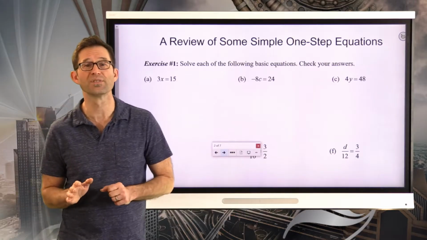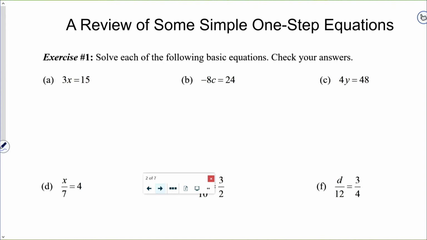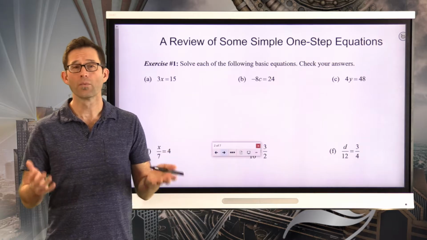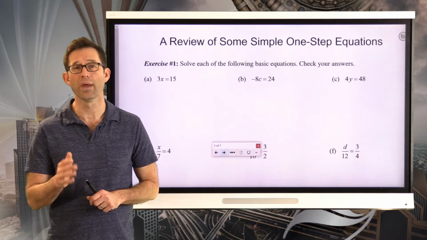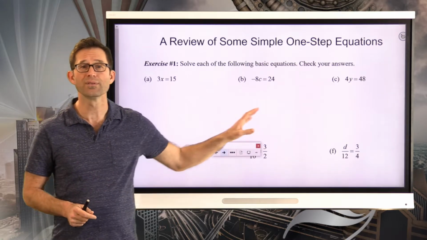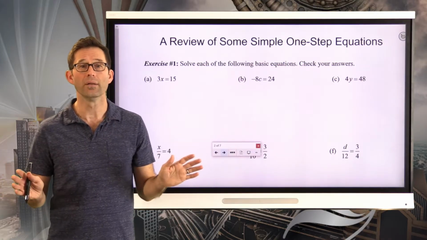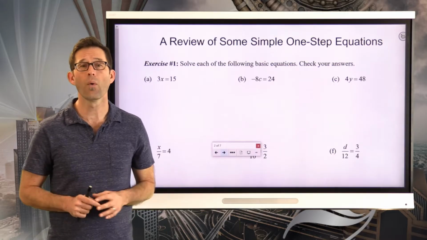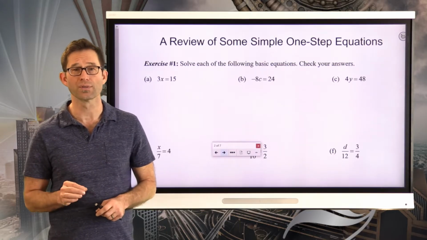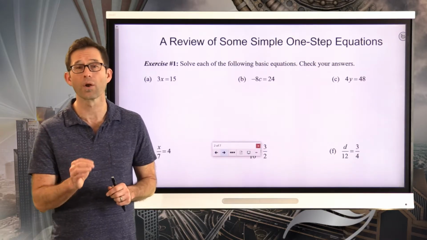All right, a review of some simple one-step equations, exercise number 1. Solve each of the following basic equations. Check your answers. Remember, solving an equation is all about finding the value of a variable to make the equation true. Many of these equations you could figure out just by looking at them, but make sure that you follow along with the technique as well. These are all one-step equations, meaning that all you have to do is a single step in order to isolate the variable, to get it all by itself.